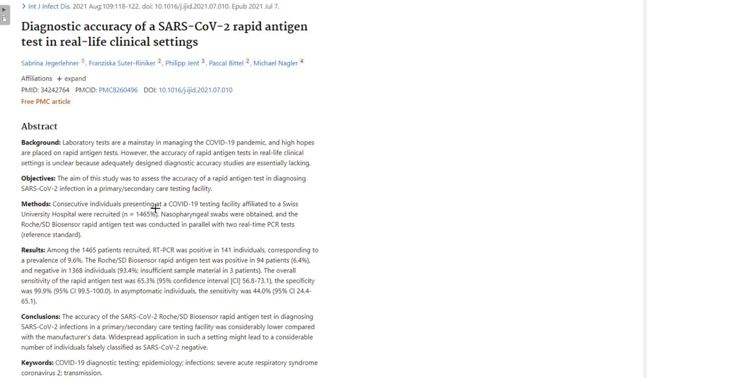What happened here was that they had individuals presenting to a COVID-19 testing facility. They had nasopharyngeal swabs, and they did the Roche SD biosensor rapid antigen test conducted in parallel with 2 real-time PCR tests, which they say is the reference standard. Obviously with all tests, you have to have some standard, otherwise you can't figure out what the prevalence of the disease actually is. But let's see what they tell us.